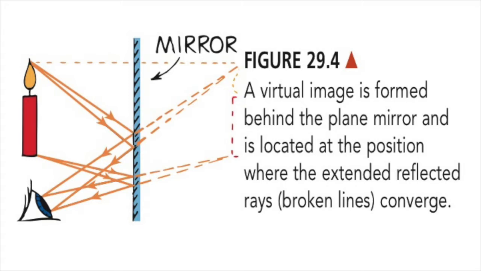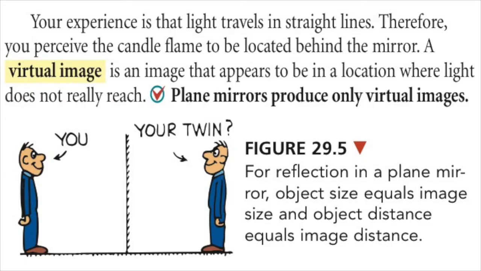Note that the rays diverge, spread apart from the tip of the flame, and continue diverging from the mirror upon reflection. These divergent rays appear to originate from a point located behind the mirror. Your experience is that light travels in straight lines. Therefore, you perceive the candle flame to be located behind the mirror. A virtual image is an image that appears to be in a location where light does not really reach. Plane mirrors produce only virtual images.